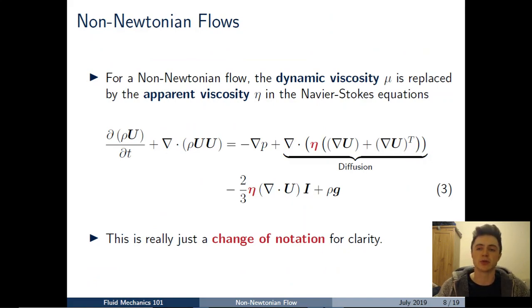And the first change that we make is that in the Navier-Stokes equations, we replace the dynamic viscosity mu with the apparent viscosity eta in the two terms which you can see highlighted in red there. Now, really when you think about this, this is just a change of notation. At this stage, nothing has happened and the treatment is not any different for a Newtonian or a non-Newtonian fluid. The only difference is that the apparent viscosity eta is going to be a function of the local strain rate at a given position in the mesh. And I'm going to go into a little bit more detail to show you how we calculate that local strain rate.